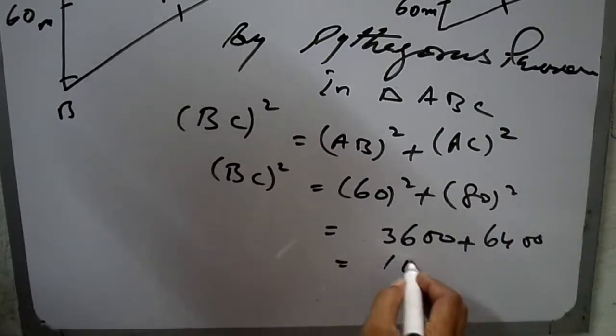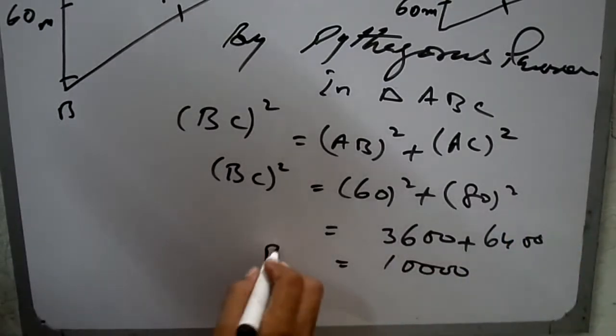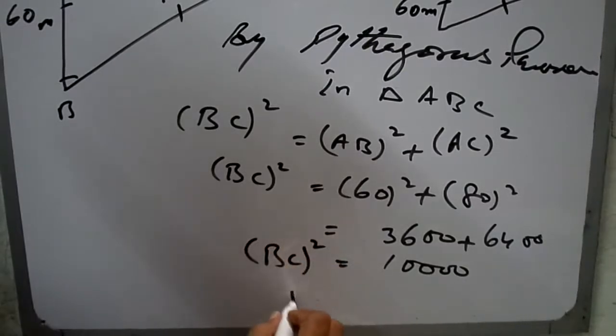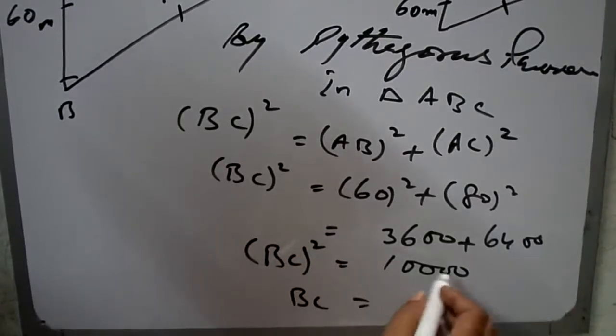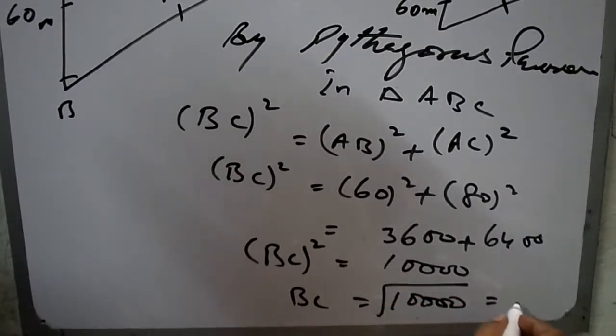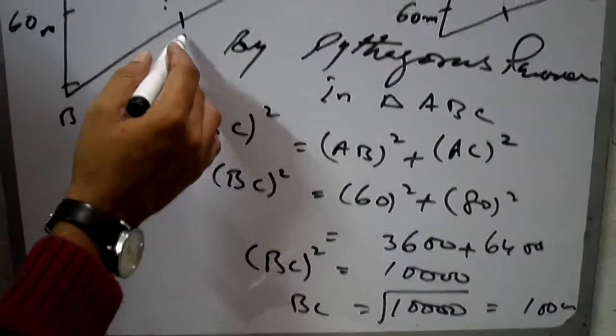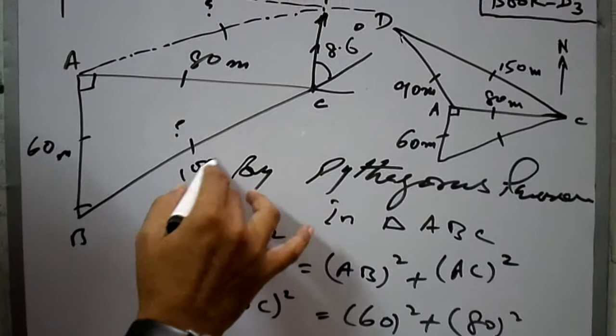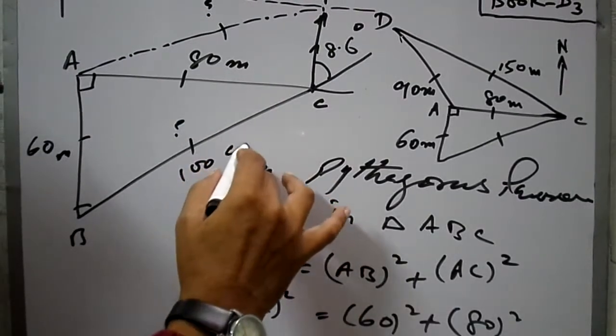the result is 10,000, but you need only the value of BC, not BC square. So taking the square root, the BC value is 100 centimeters. So in this way we have found the value of BC, which is equal to 100 centimeters.